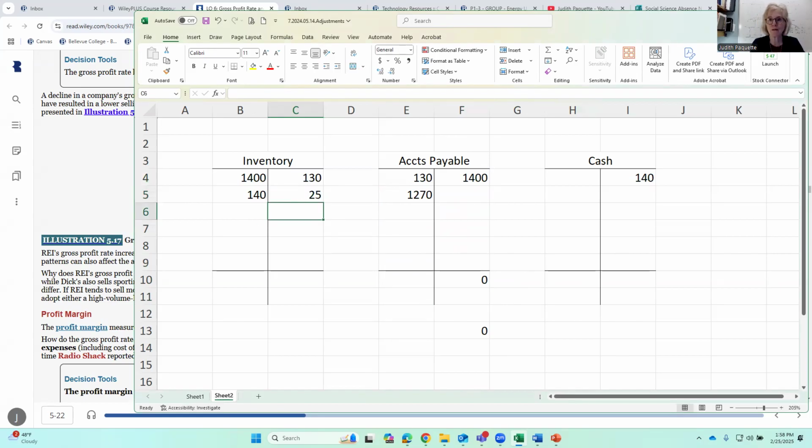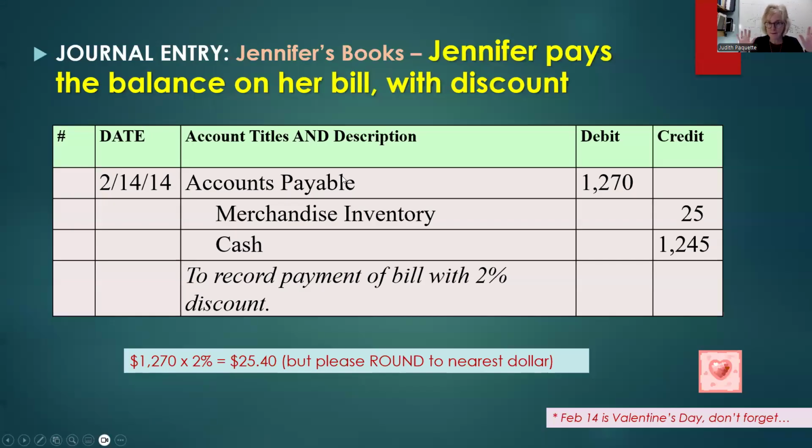Okay, so let's go back and look at that journal entry again. Debit accounts payable, we've paid the bill, we've cleared it out. We don't owe any money on that invoice. We've reduced the cost of our inventory $25 with that purchase discount. And of course, we paid less than full value. We paid 98% of what we owed.